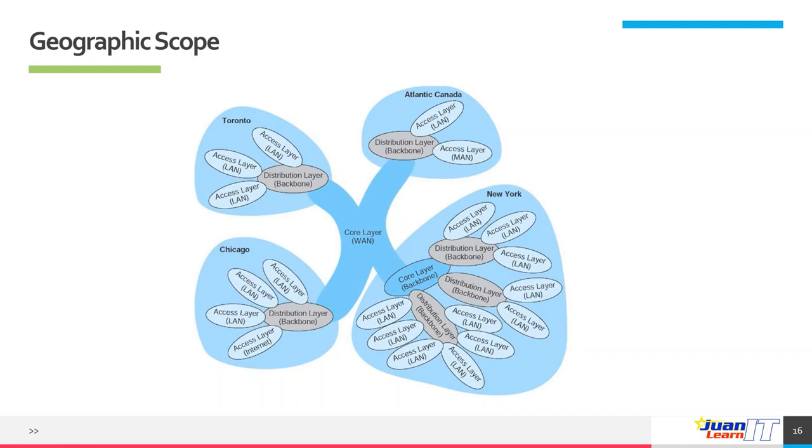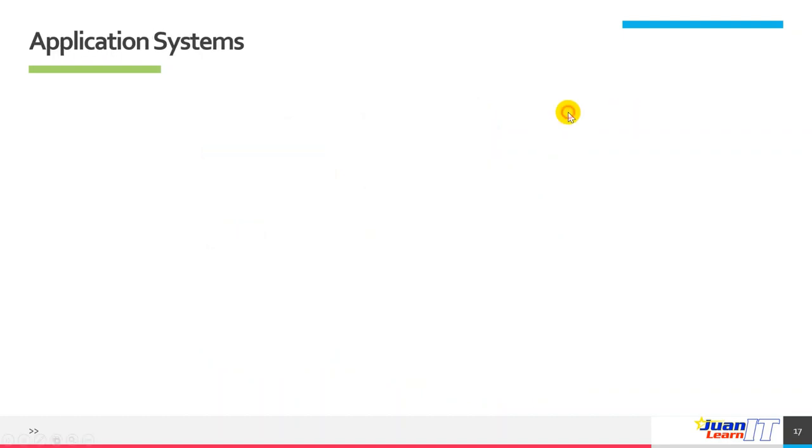So in network design or in needs analysis, a simple drawing like this can be used to describe the geographic scope of the project. Start by writing, for instance, the branches and where the main office is, and then try to connect them. That's the objective of the geographic scope: connecting your networks from different locations.